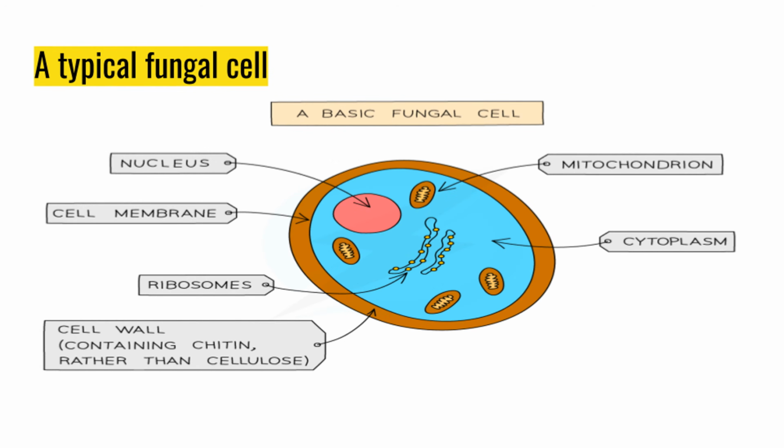The diagram below here is a typical fungal cell, a basic fungal cell, showing that a fungal cell has a nucleus that controls the activities of the cell. It has ribosomes, cytoplasm, and mitochondria. It has a cell wall that contains chitin rather than cellulose. Cellulose is only found in the cell walls of plants and not animals, but in fungi the cell walls contain chitin.